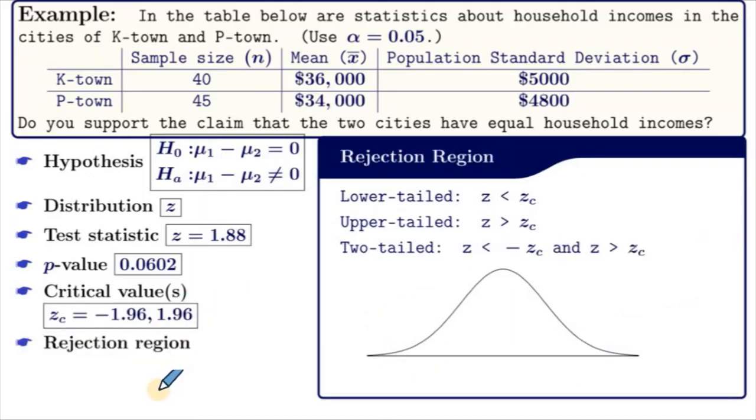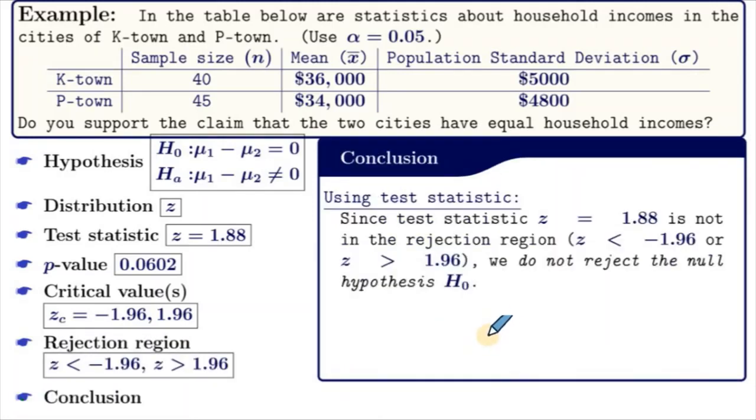Next, let's determine the rejection region. We know that it is a two-tailed test, so the rejection region will be at both tails beyond the critical values. So let me draw that here. If this point here is negative 1.96 and this point here is 1.96, then our rejection region is above 1.96 and below negative 1.96.